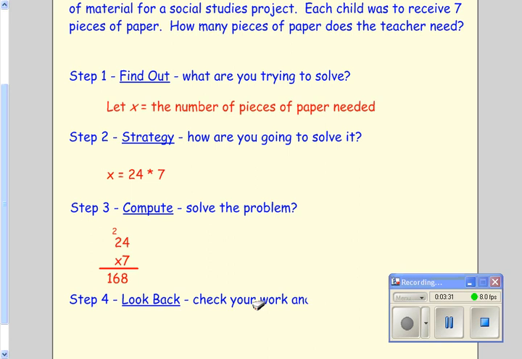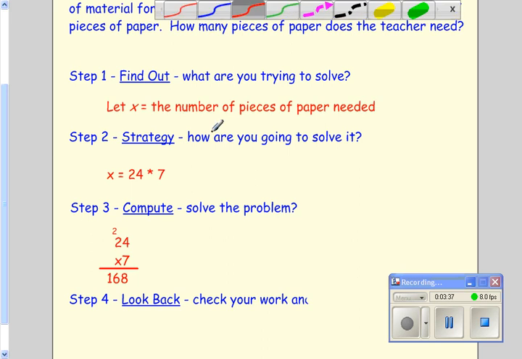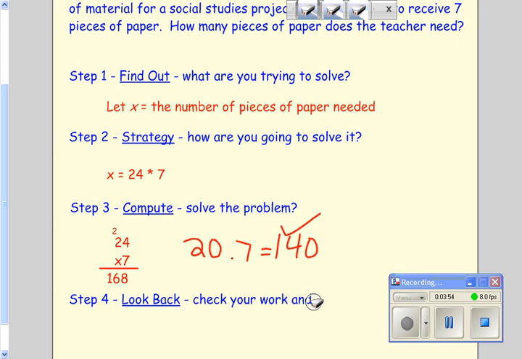Michael? We use an estimate. Well, what didn't we do yet? An estimate. So that's what we need to do. We need to do an estimate. I would do 20 times 7 is 140. Is 140 about 168? Yes. Good. I just checked my work. And then I need to answer the question.